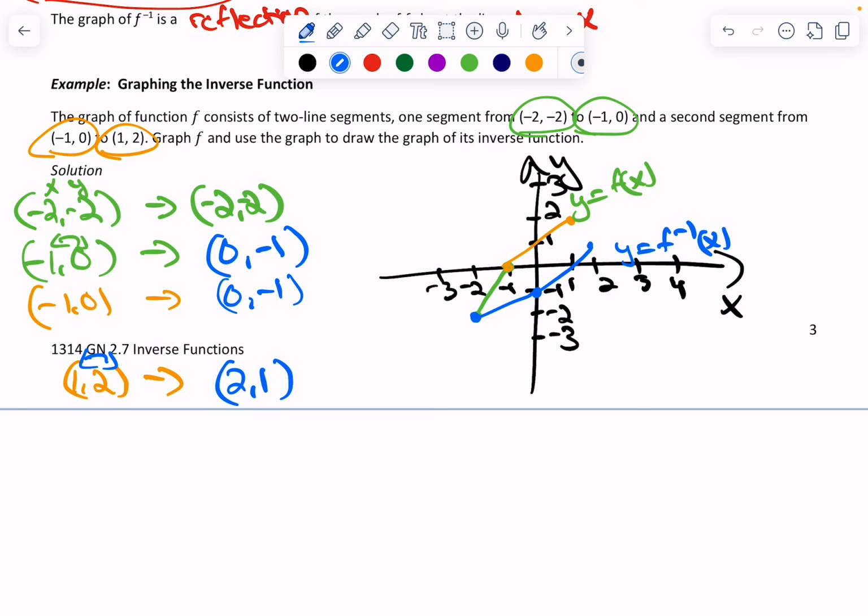Now we need to verify that these are inverse functions, and we can do that by graphing the line y equals x here. When we look at it, it does go in the middle, and those are symmetric along that line y equals x. If we had a paper, we could fold it along that y equals x, and the points would go on top of each other with these lines.